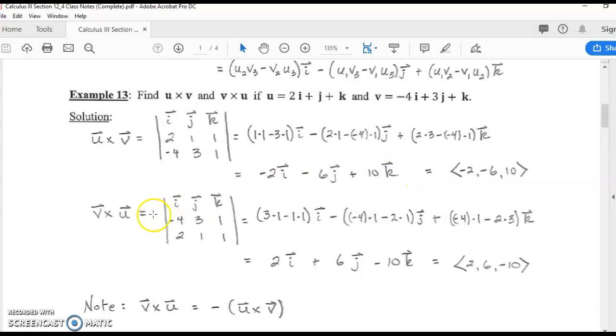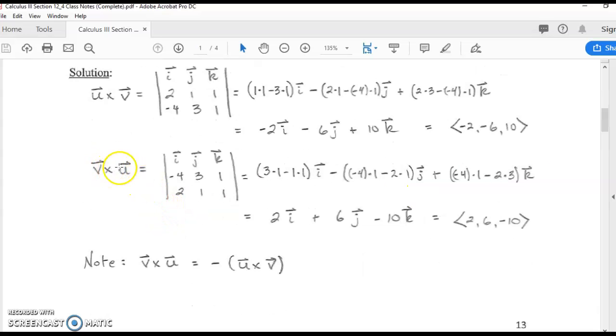So I'll leave it to you to work through v cross u. It just means that you put the v in the second row and the u in the third row, and you run through it the same way. So i is 3 minus 1, right? So there's 2i, etc. What I want you to notice is that u cross v is actually the opposite of v cross u, or vice versa. And that's actually our second property on the next page.